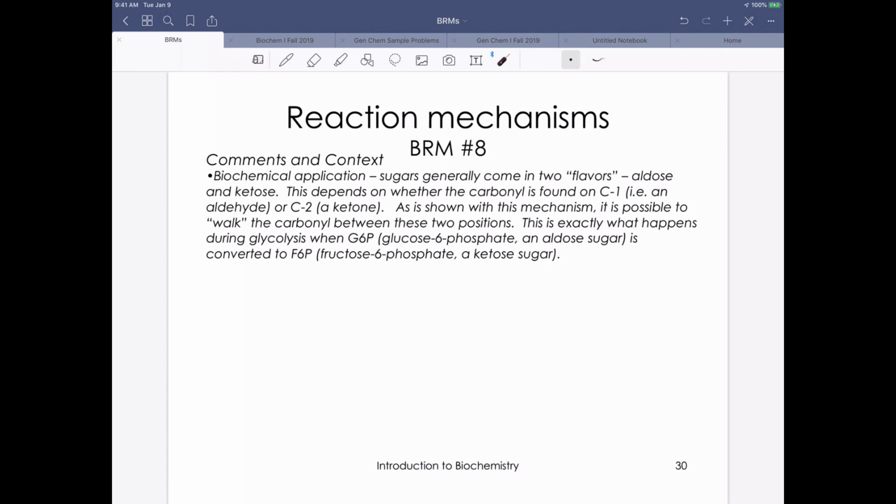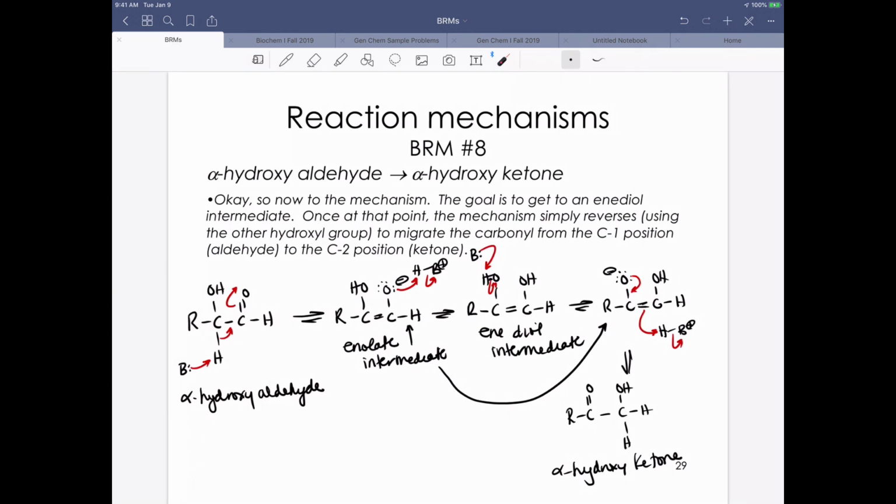And again, this depends on whether the carbonyl is found on carbon 1, meaning we have an aldehyde containing sugar, or C2, we have a ketone containing sugar. So again, as is shown with this mechanism, it's possible to interconvert or walk the carbonyl between these two positions, and that's exactly what happens when we study glycolysis. We're actually not going to study glycolysis until we get to Biochem 2, but we're going to interconvert glucose 6-phosphate, which is an aldose sugar, with fructose 6-phosphate, which is a ketose sugar. So just to highlight, which OH group we take the hydrogen off determines whether we go back towards our aldehyde or forwards towards our ketone.